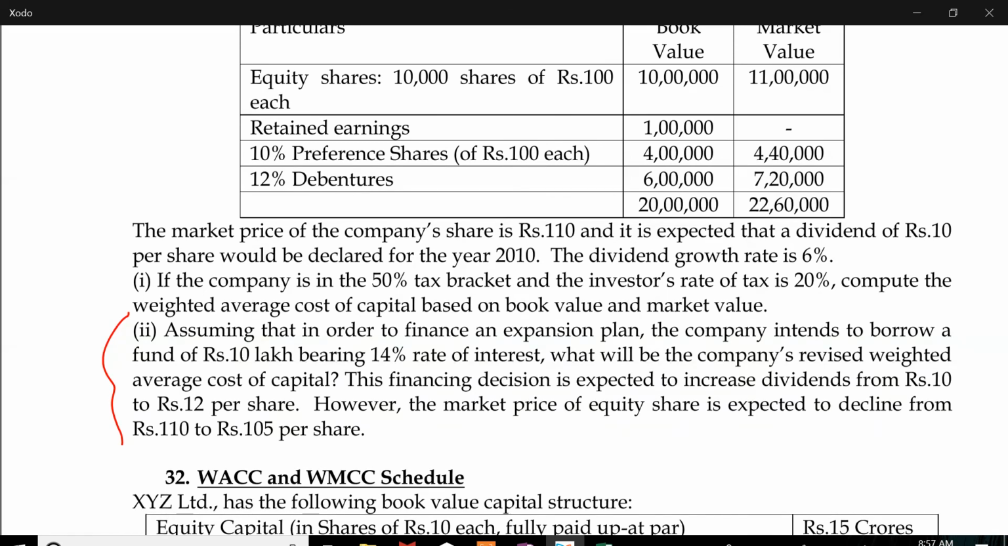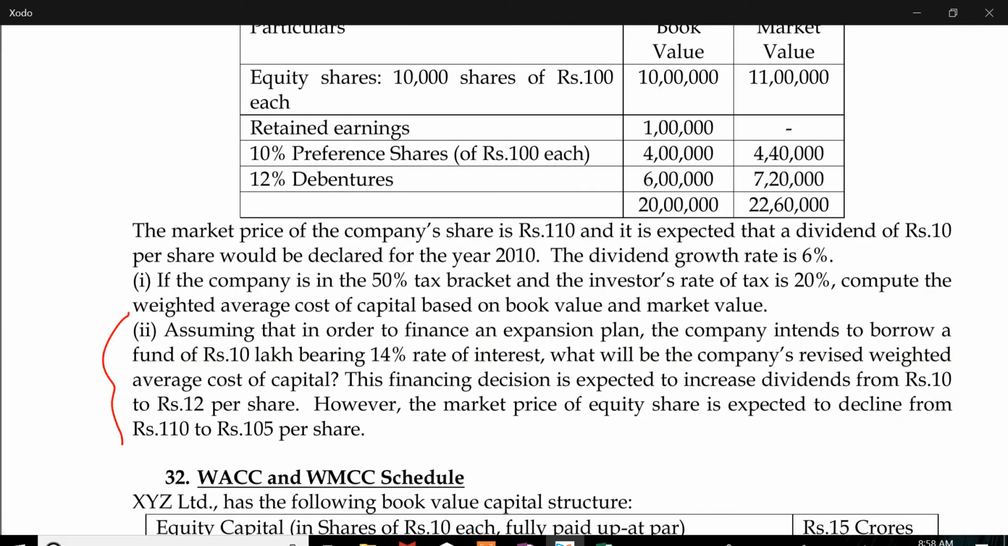Can we start? What's the first form of capital? KE equal to... paying dividend, constantly growing, constant growth of 6%. KE is equal to D1 by P naught minus F, plus growth rate. What is D1? Dividend of 10 per share would be declared for the year 2010.